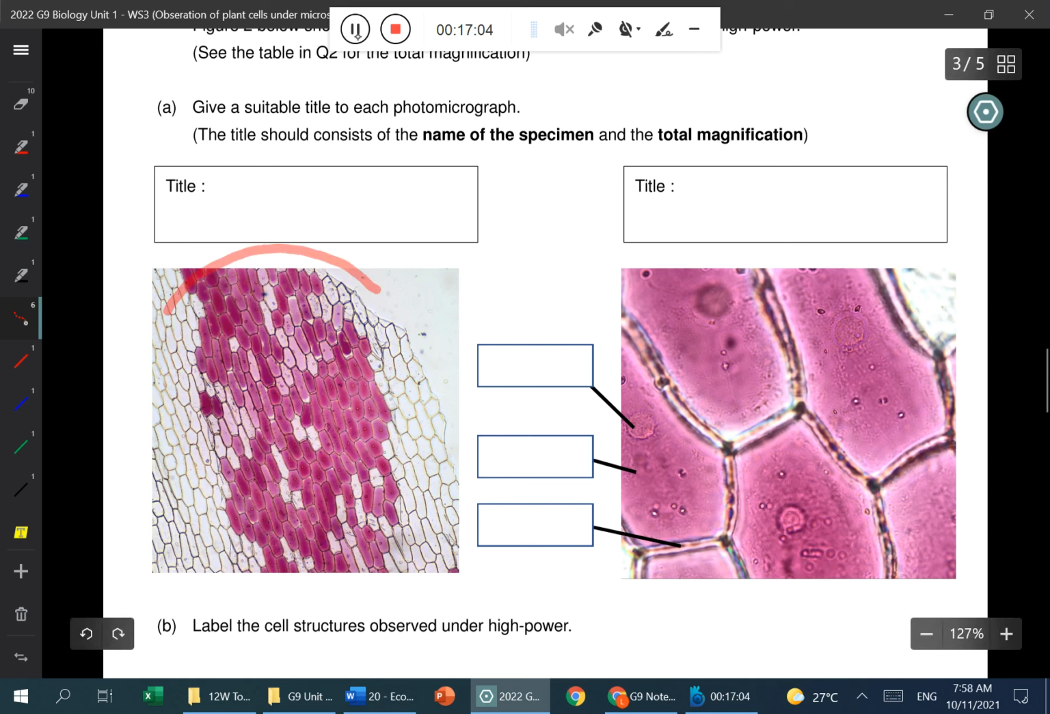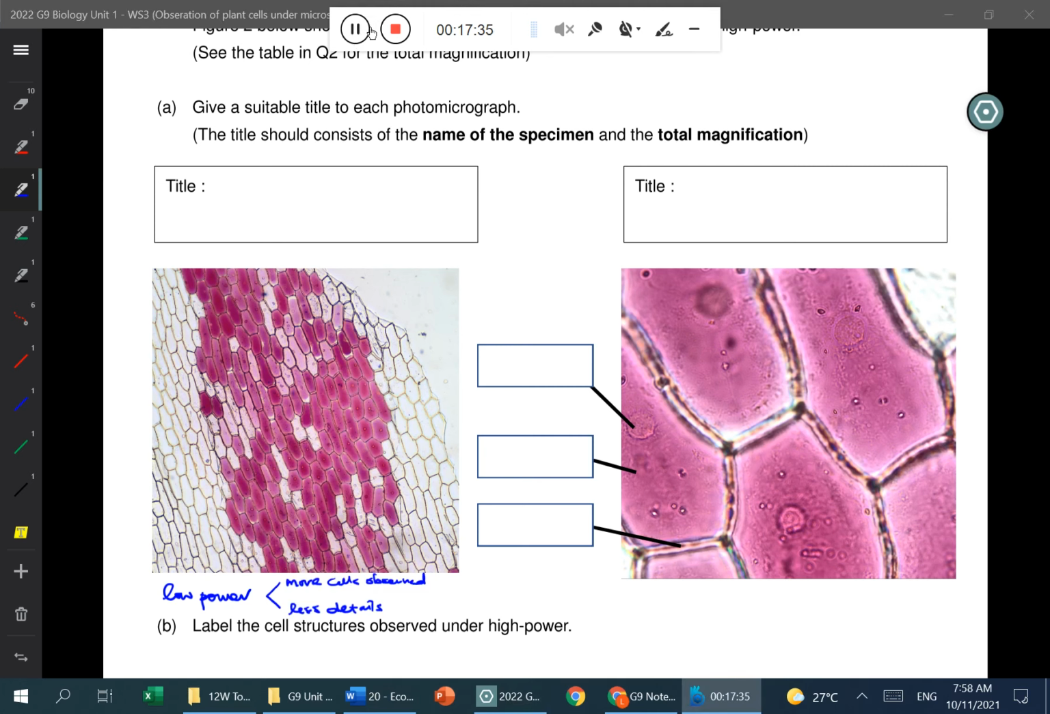I would say this is a low power photomicrograph. Even if I don't see the questions, even if the question doesn't tell me, I know that this is low power because many more cells can be observed, but with less details. Okay, and this is the characteristics of low power observation.